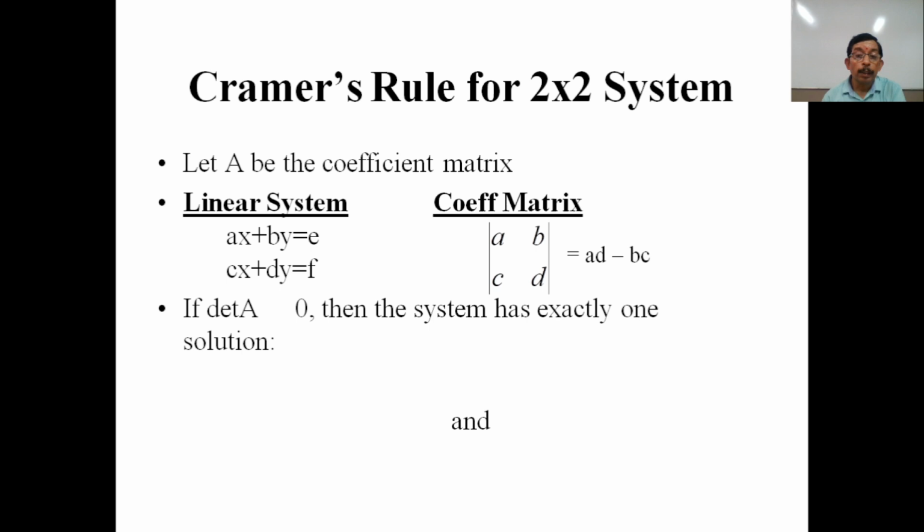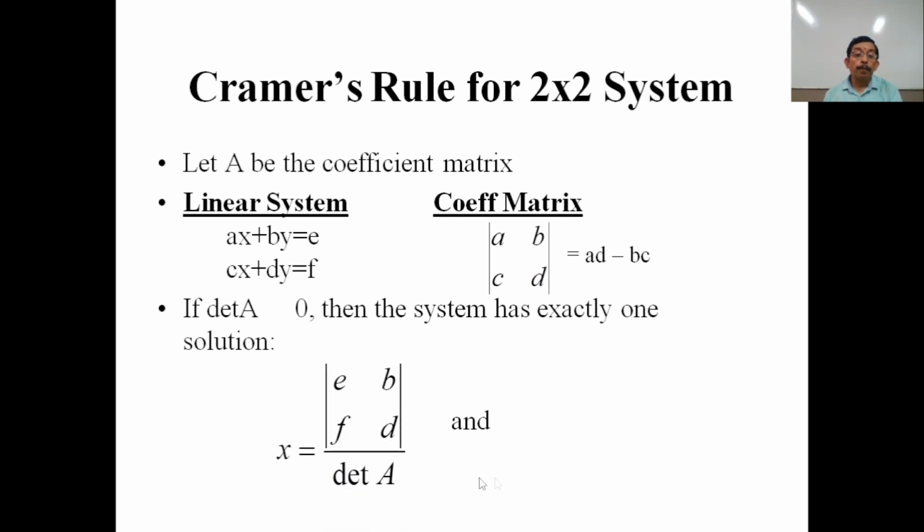Next step, the solution of the coefficient matrix is the difference of the cross multiplication of the elements. It means the first diagonal multiplication is AD, and the difference after that is the second diagonal multiplication, BC.